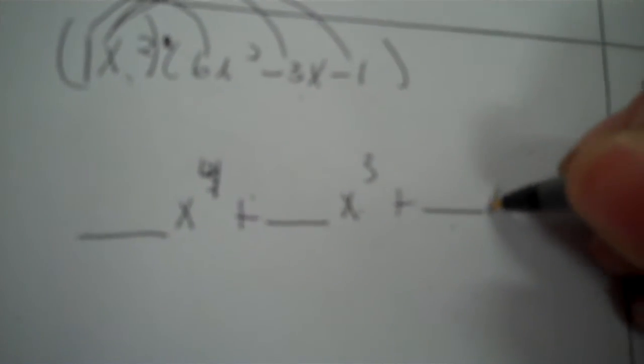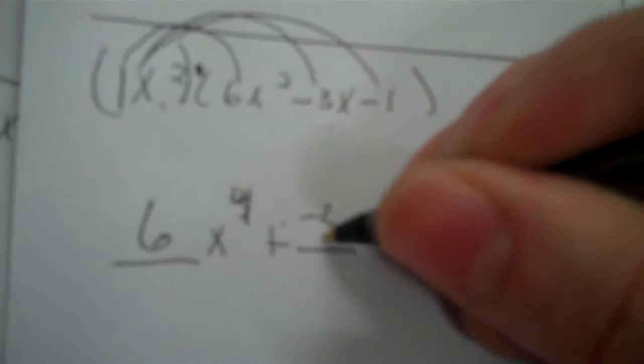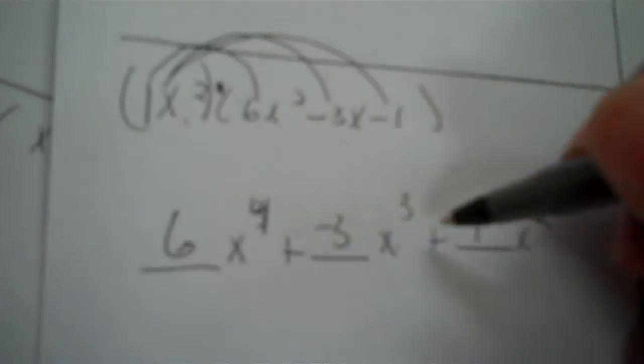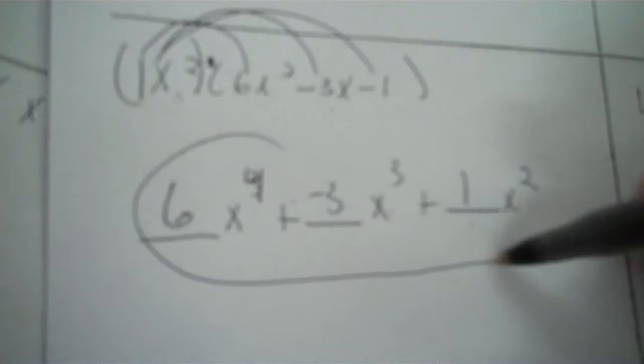Now if I'm counting down, it'd be x to the 3, and I have x to the 3 right there. And then counting down would be x to the second. Now I'm done. I don't have x to the first. I don't have any constants. So I just put a 6, a negative 3, and a 1. Okay, you need plus signs between your blanks.